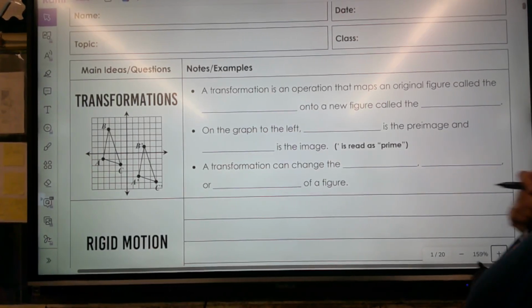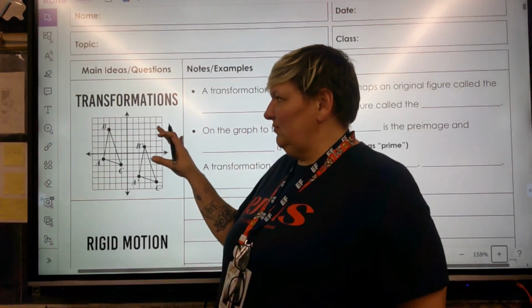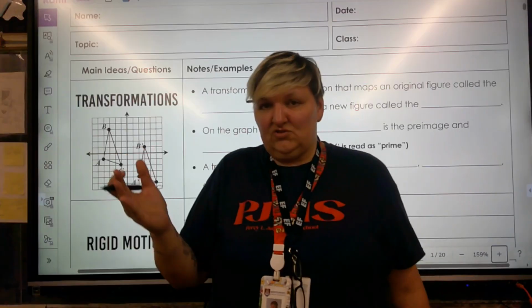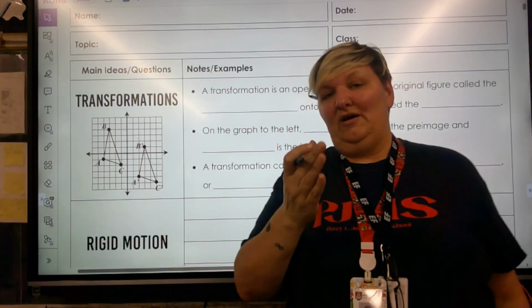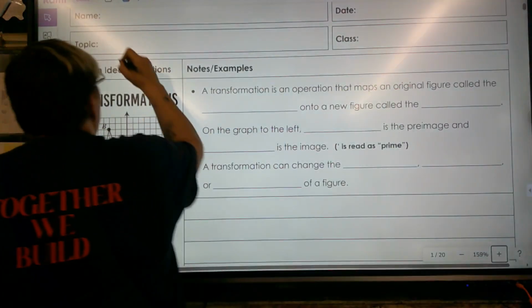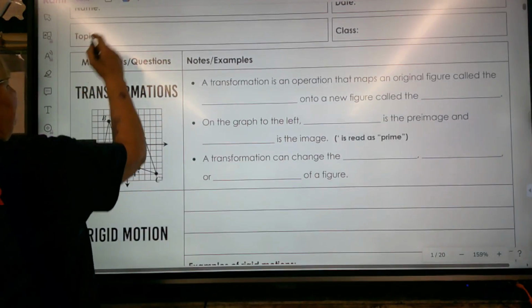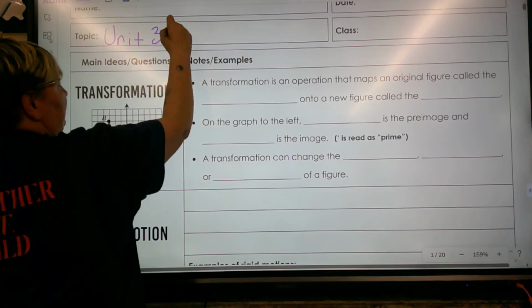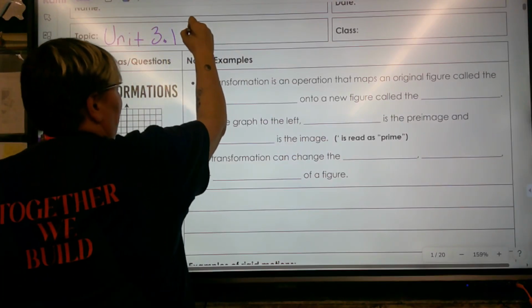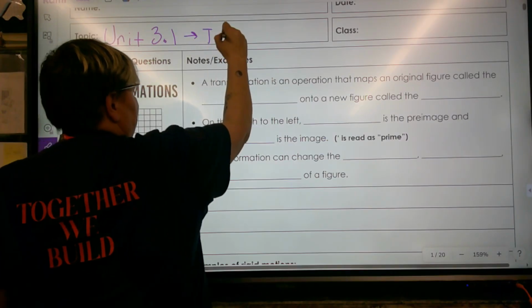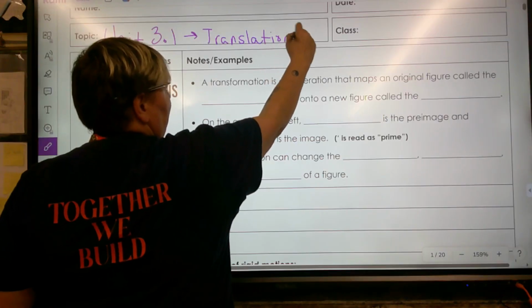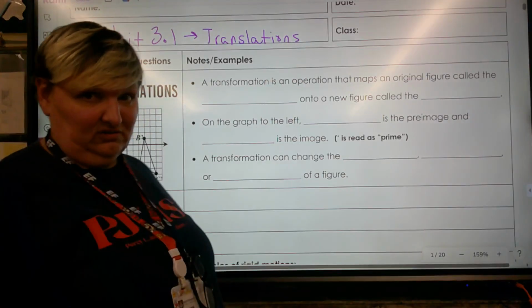Okay, Unit 3, 3.1 is all about transformation. Well, Unit 3 is all about transformations. 3.1 is specifically about translations. So I know I said Unit 3.1, we're going to call this one translations. That way you'll know exactly what video goes with what handout.